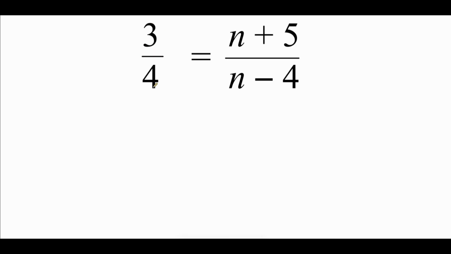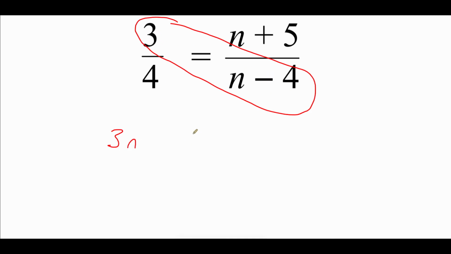In our next example, we've got 3 over 4 equals (n plus 5) over (n minus 4). Now, when we set up our cross multiplying here, we're going to have to do distributing on both of these. So if I group up the 3 and the n minus 4, I have to take 3 times both pieces. So 3 times n is 3n, and then 3 times minus 4 gives me minus 12.